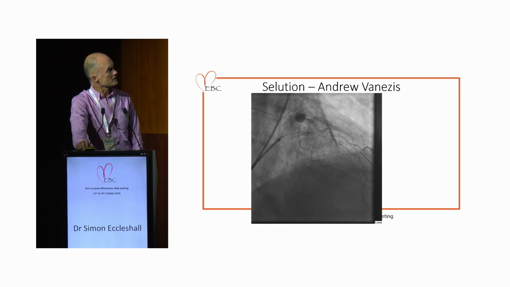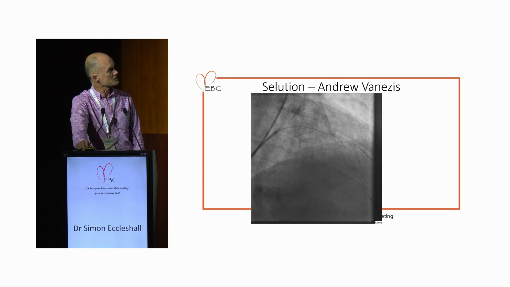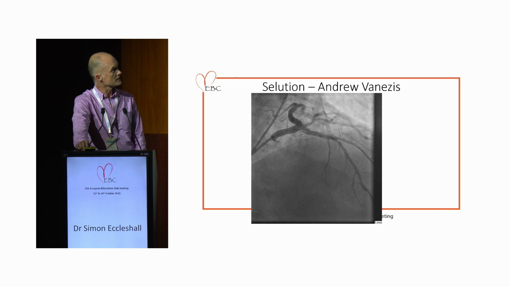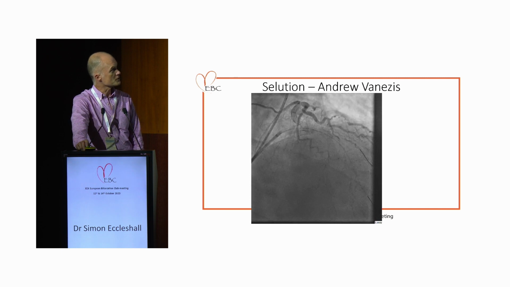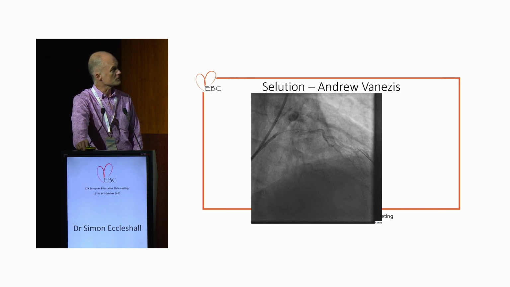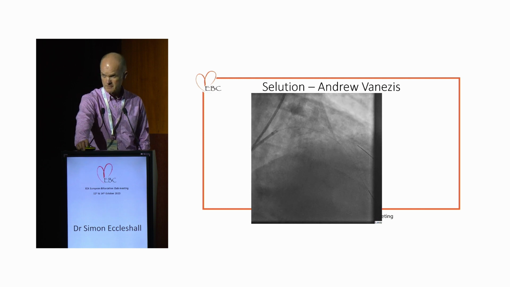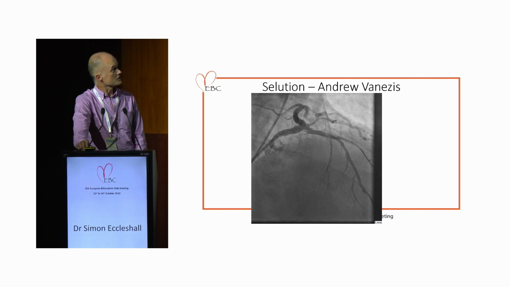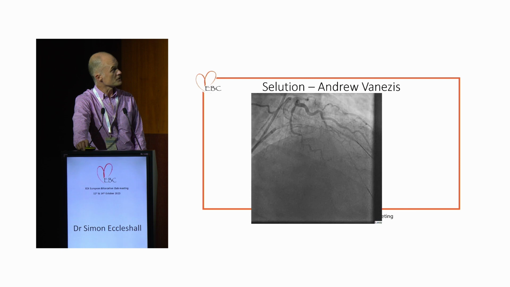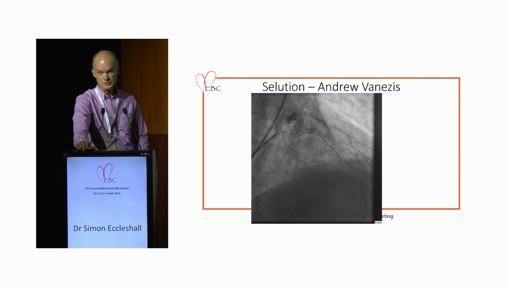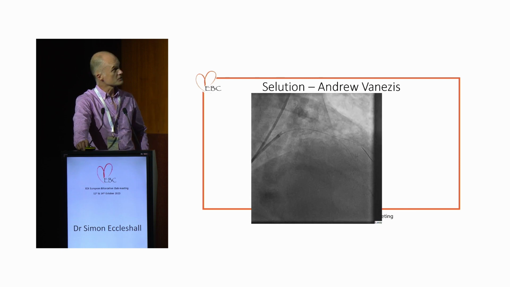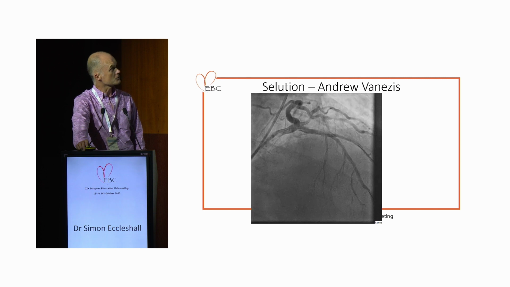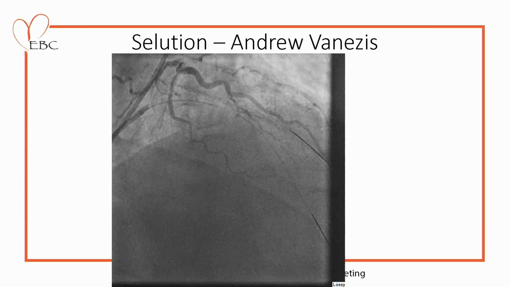So to my mind, in this, there's essentially two bits to look at. There's the LAD diagonal bifurcation. On the top of the LAD, there's a dissection. The contrast there is clearing. The other dissection is at the ostium of the LAD on the underneath in this view, and you can see the contrast is tracking back into the distal left main stem. So that's one view.